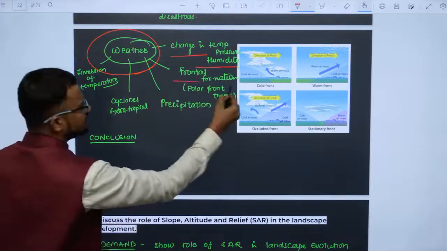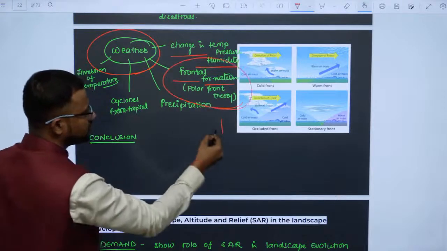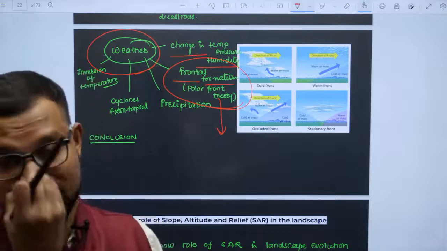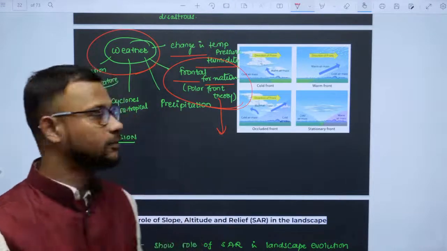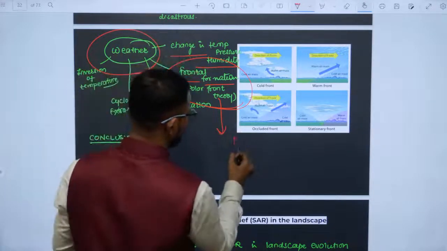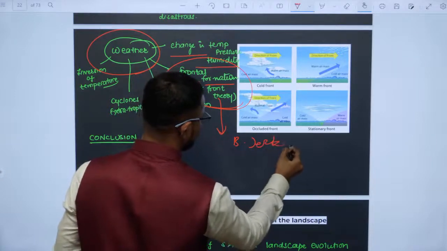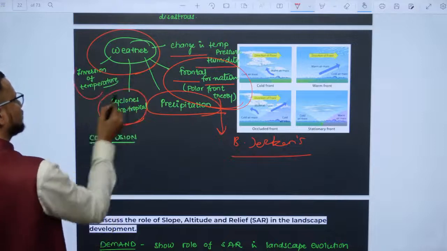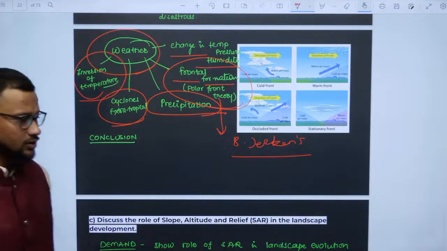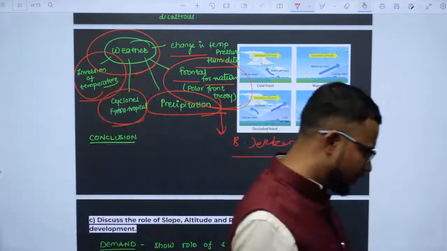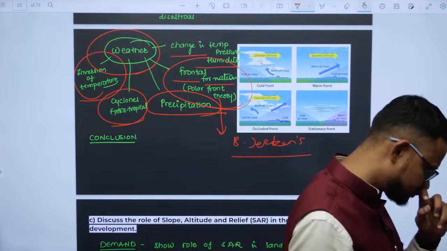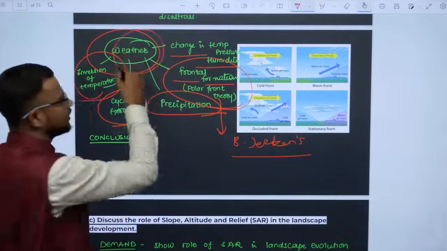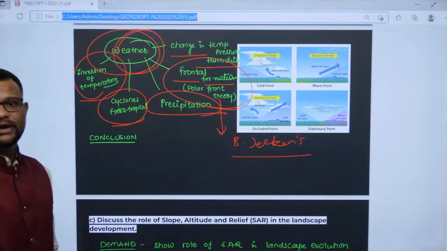Then precipitation, frontal formation, yes, mention the polar front theory, again a geographical perspective. Though air mass is a typical geographical question, yes, you need to write the polar front theory of Jerkins over there. Then precipitation, cyclonic occurrence and inversion of temperature. You will find these phenomena, yes, so these phenomena are impacted by the movement of air masses.